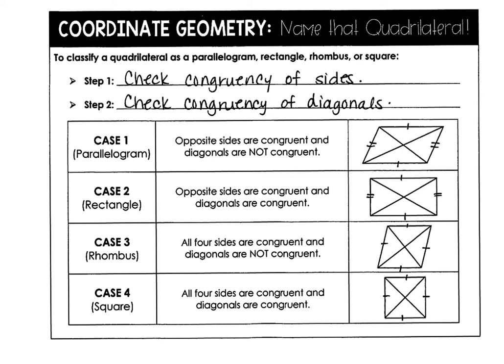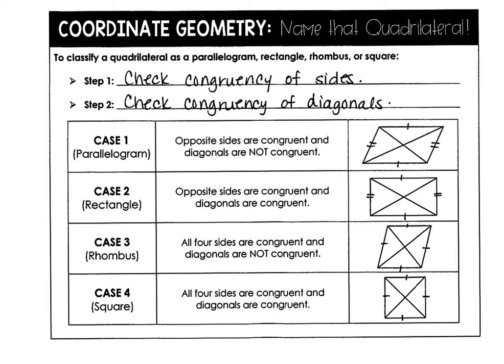So there are going to be times when it's going to give you a picture of a quadrilateral. It's going to have some things marked, or it's going to tell you what type of quadrilateral you have, and it's going to ask you to solve. And there are going to be other times when it gives you coordinates, and it's going to say what type of quadrilateral do you have.